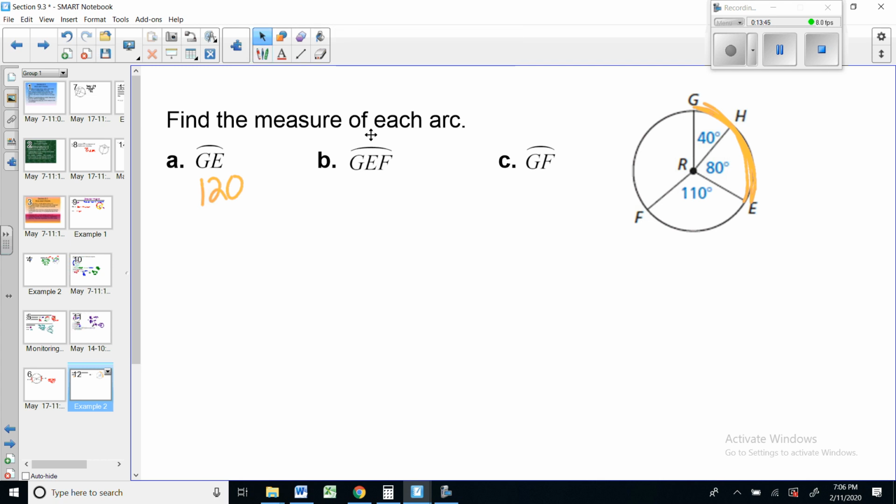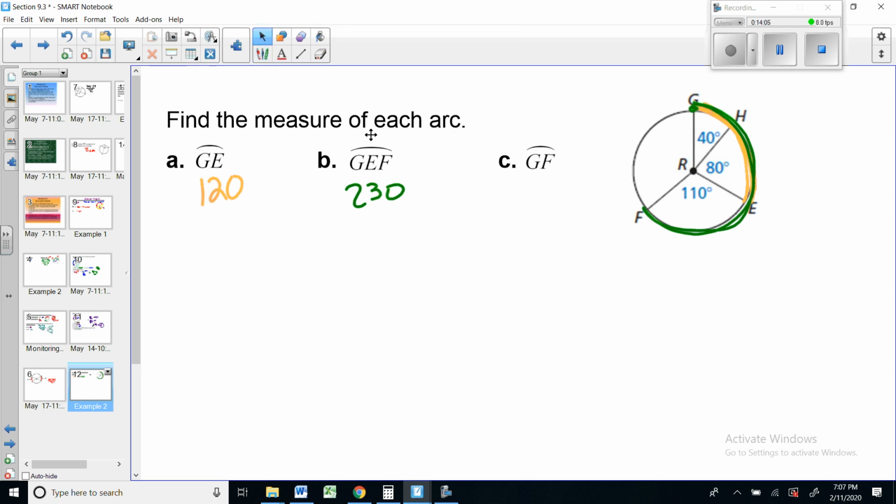Our next example starts at G, comes around to E, and works back all the way to F. So we're going to add those 3 arcs together. 40 and 80 was 120. So we add 110 onto that, and GEF should be what? Okay, 230.